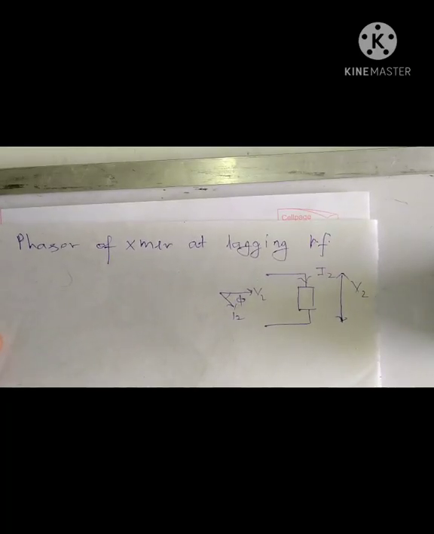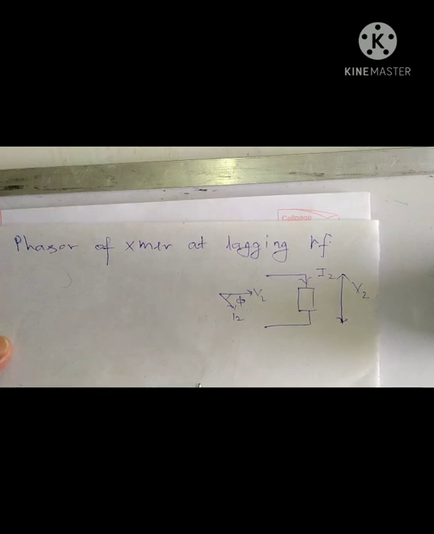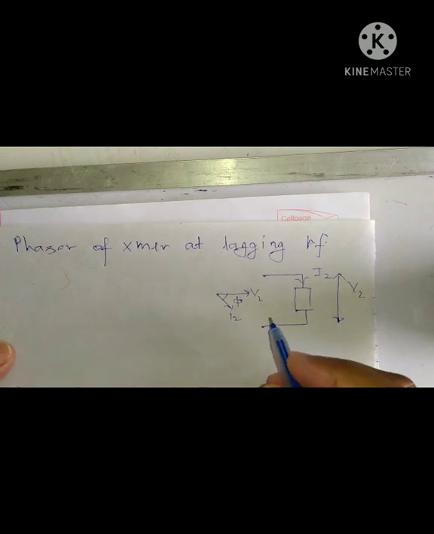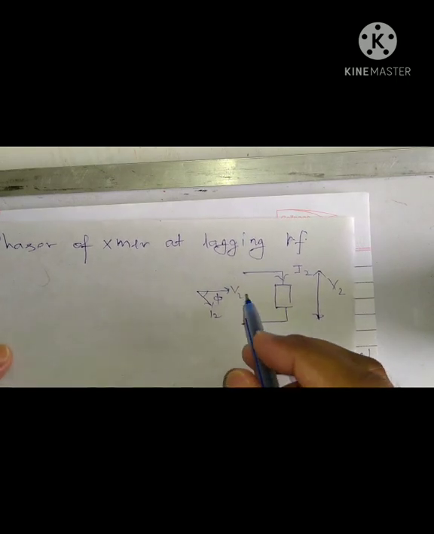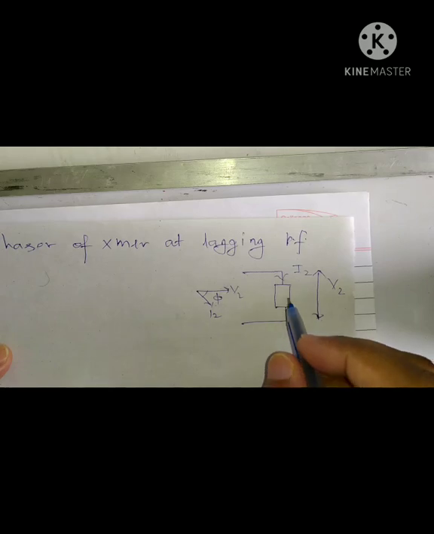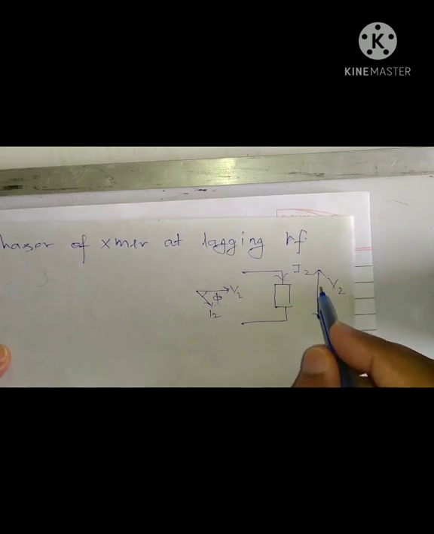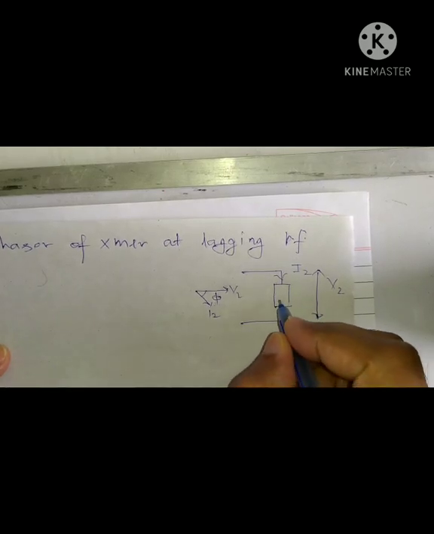Let us see the phasor diagram of a transformer at lagging power factor. We have seen the phasor at unity power factor. For lagging power factor, the load will be inductive. If this is the secondary side, then on the secondary side the voltage will be V2 and the current in the load.